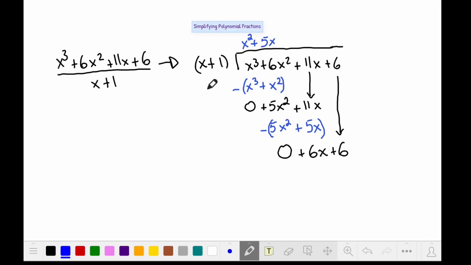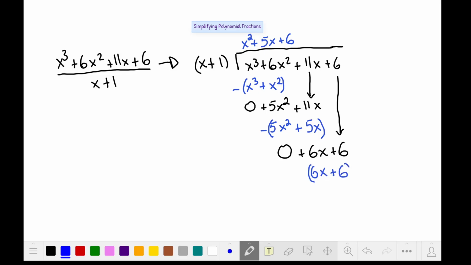Now the next step, like before, we ask how do we make the biggest power of x on the outside look like the biggest power of x on the inside? So in this case, it's 6x. I've got an x. Well, the way I do that is by multiplying by 6. Because if I take 6 and I multiply by x, I get exactly 6x. So let's do that. Let's multiply that newest blue term by the term on the outside. So we're going to have 6x, and then 6 times 1 is 6.